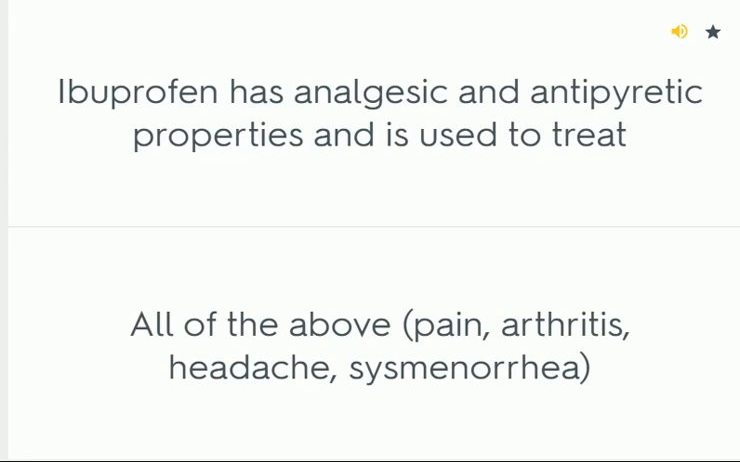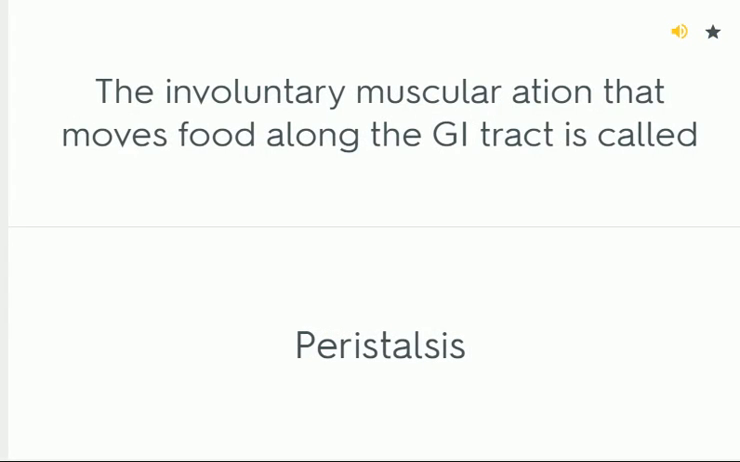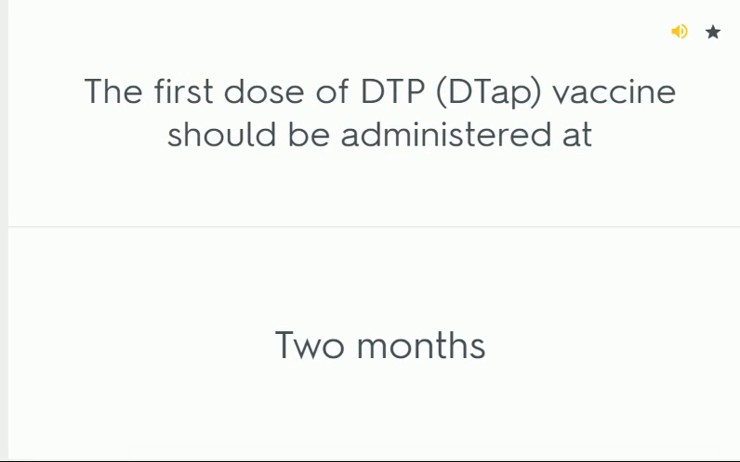Ibuprofen has analgesic and antipyretic properties and is used to treat all of the above. Which of the following patient instructions is critical for successful Holter monitor recording interpretation? Keep a written recording of all daily activities. The involuntary muscular action that moves food along the GI tract is called peristalsis. The first dose of DTP vaccine should be administered at 2 months.